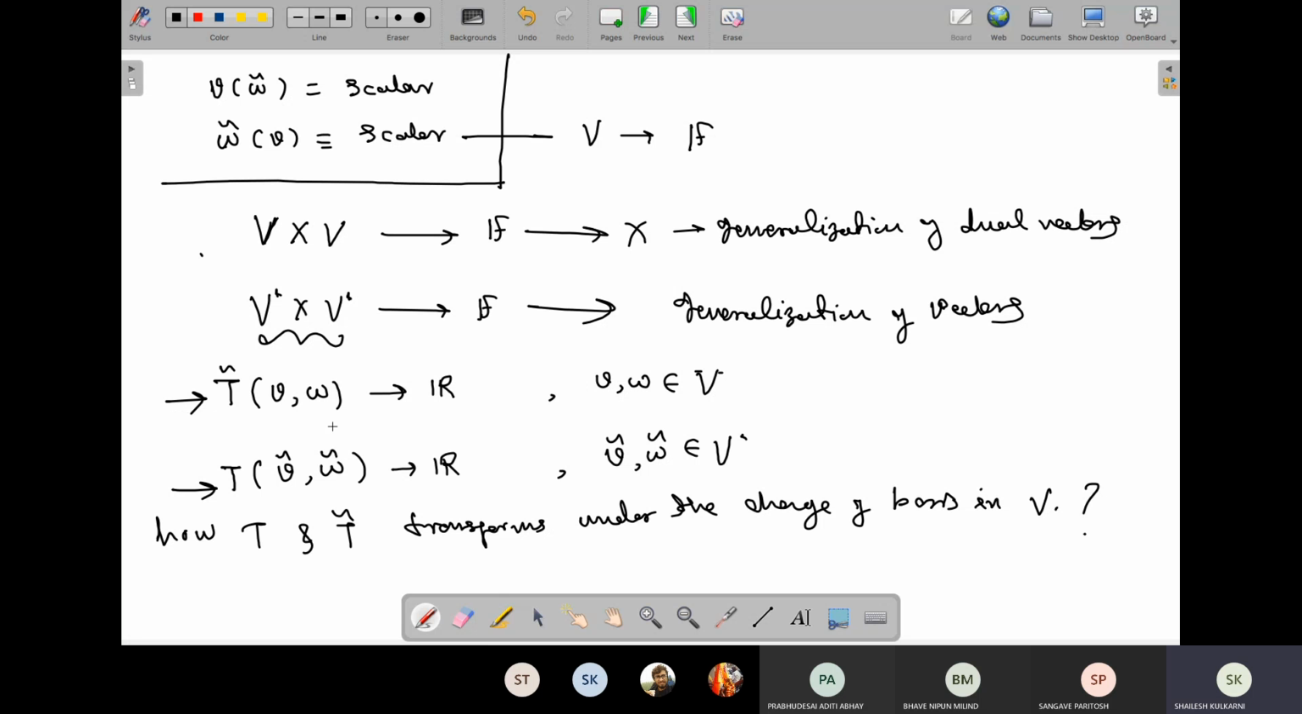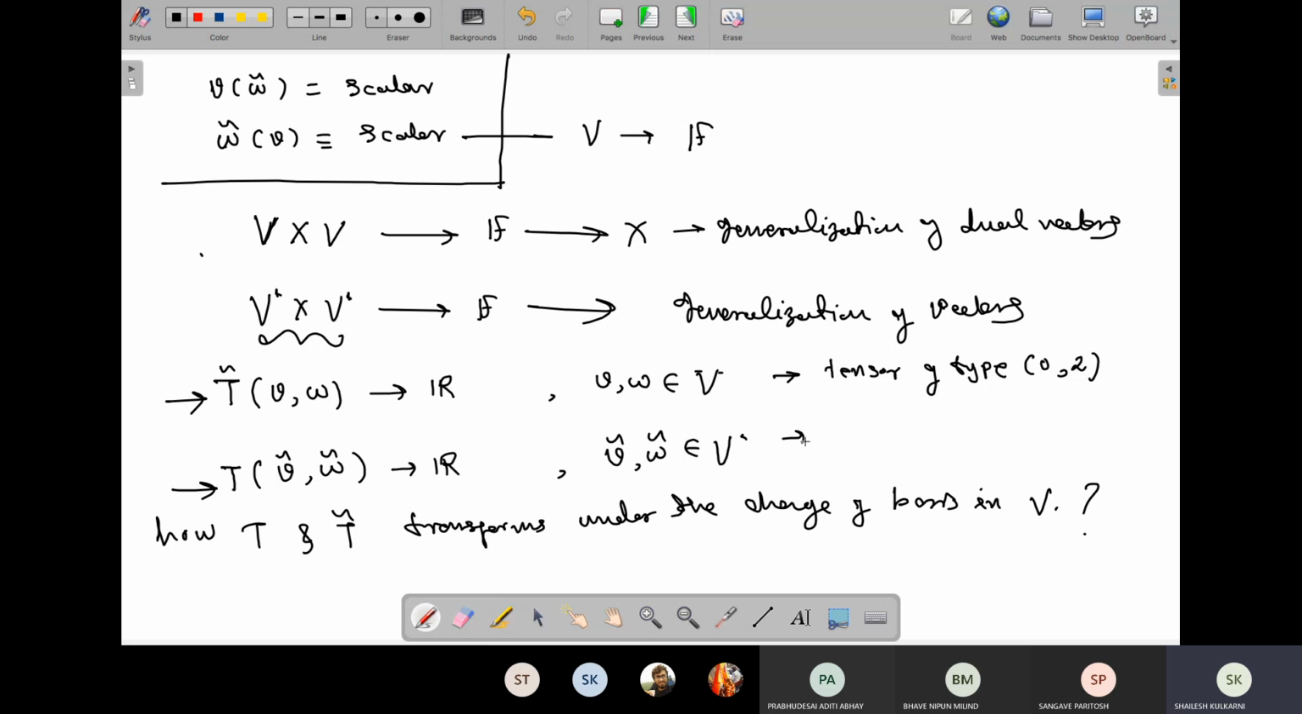And it will not stop here. I can define a mapping from V cross V cross V to F, and from V star cross V star cross V star to F, and so on. Maybe next class I will do this. So this will be a tensor, defined as a tensor of type (0,2).